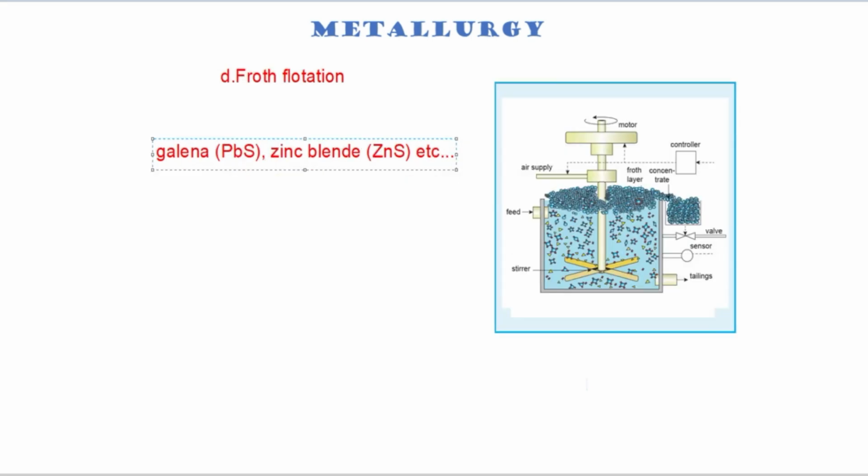Next method of concentration of ore is froth flotation. This method is used to concentrate the sulfide ores such as galena, zinc blende. This separation method is based on a fact that the gangue and ore particles have different degrees of wettability with water and oil. In this method, the sulfide ores are wetted by oil to separate from gangue particles. Normally, pine oil, eucalyptus oil are used in the froth flotation process.